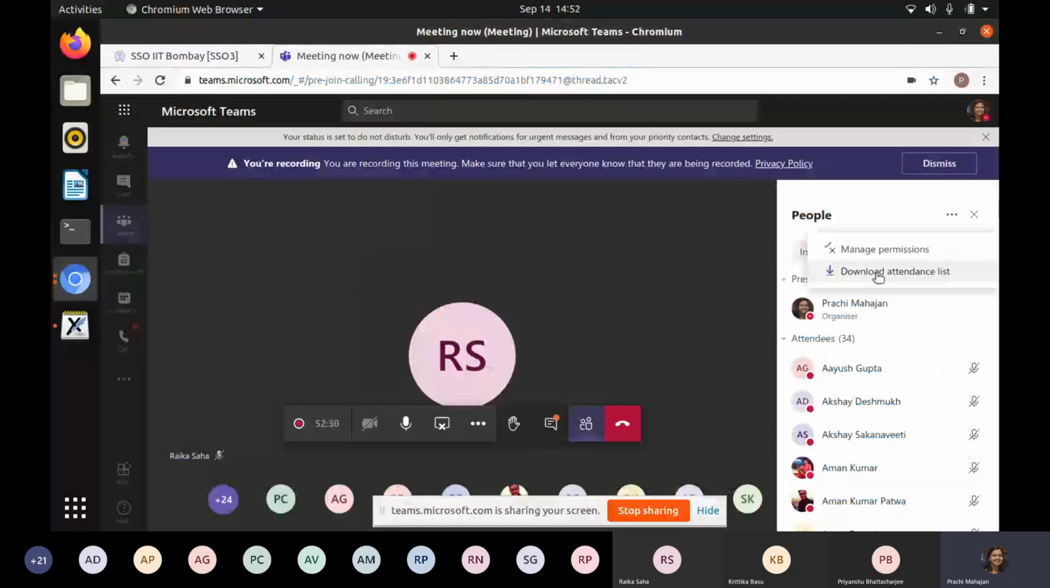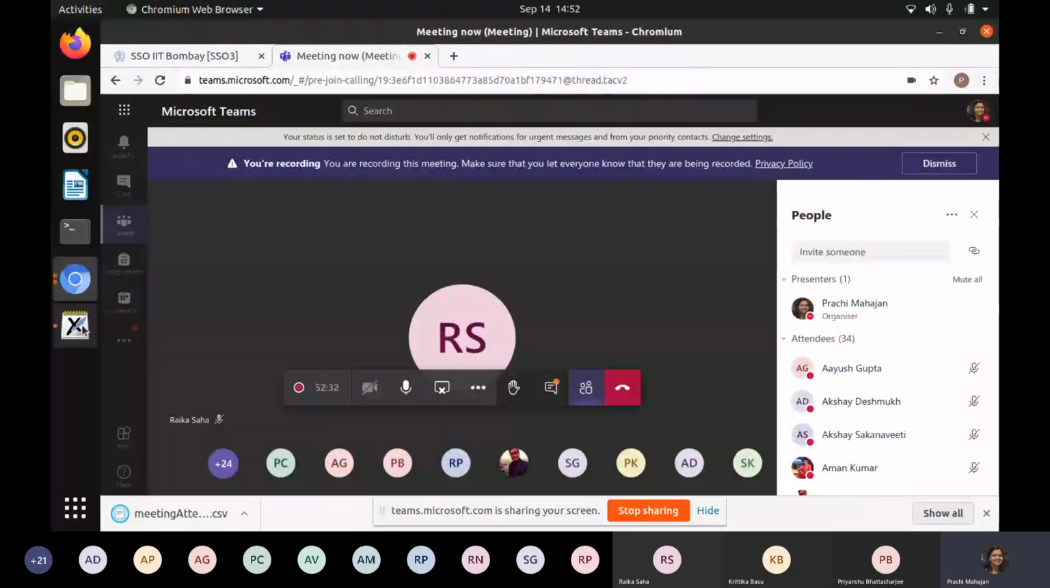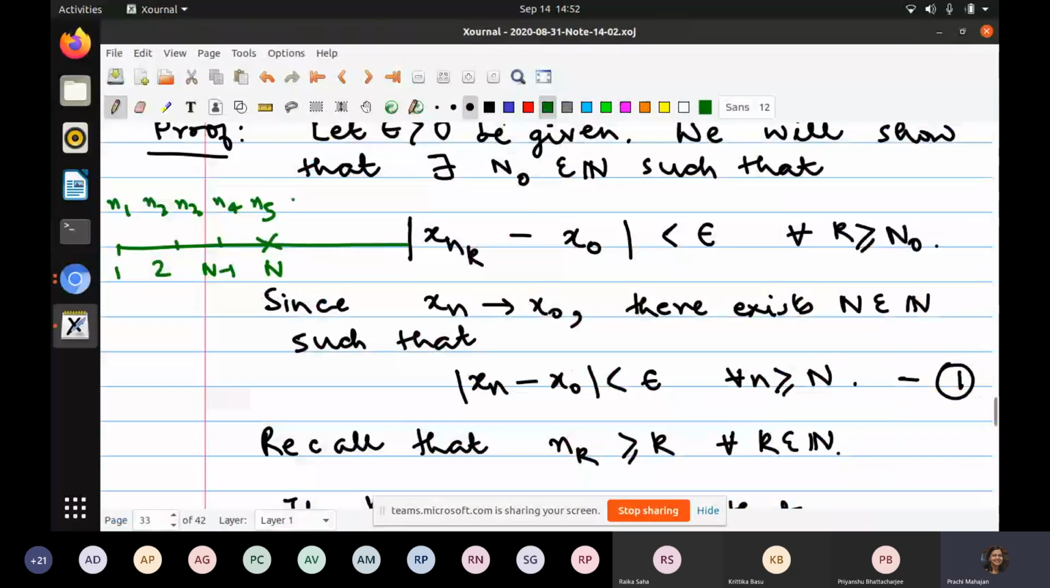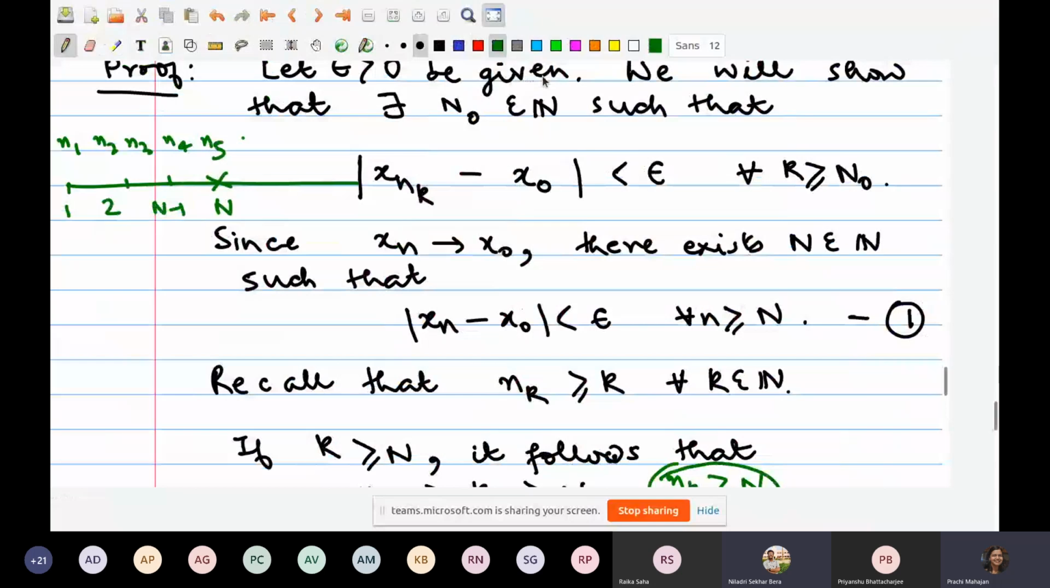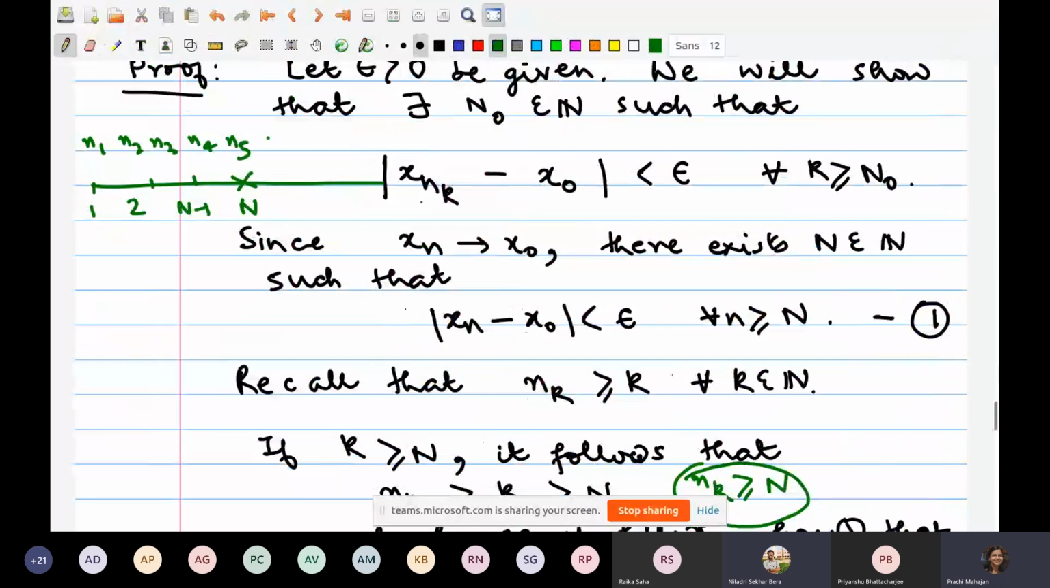Ma'am? Yes, please. I have a question. Please go ahead. Ma'am, the converse of the statement may not be true, right? The converse is not true. This is only a one-way implication: all subsequences of a convergent sequence converge, and converge to the same limit. But if all subsequences of a convergent sequence converge, does the sequence converge?